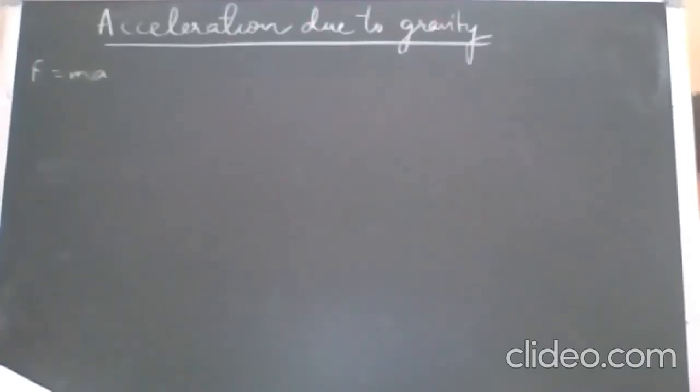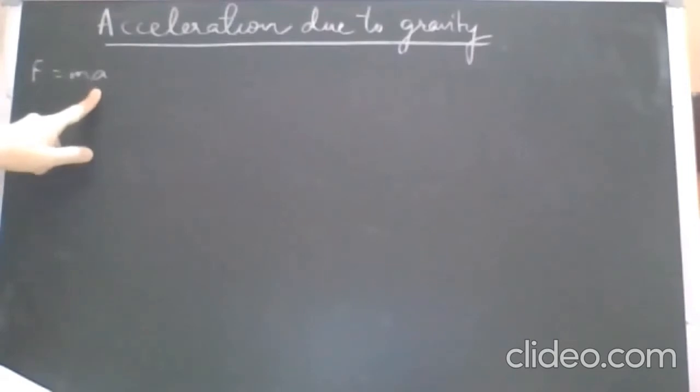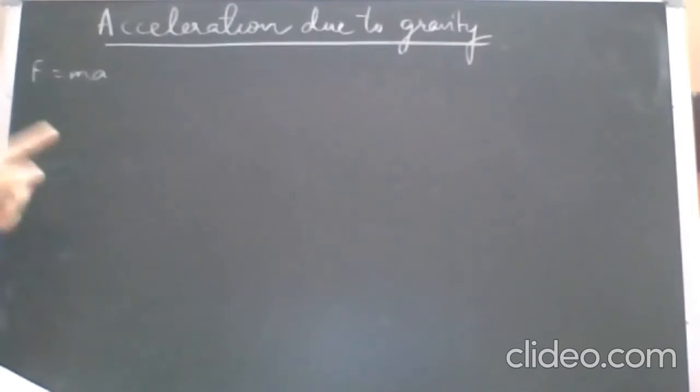By Newton's second law, we know F is equal to ma. Whenever there is a force, there is an acceleration expected. So when we talk about gravitational force, there must be some acceleration due to gravity as well. That is what we are going to find out here: how do we calculate this acceleration due to gravity.